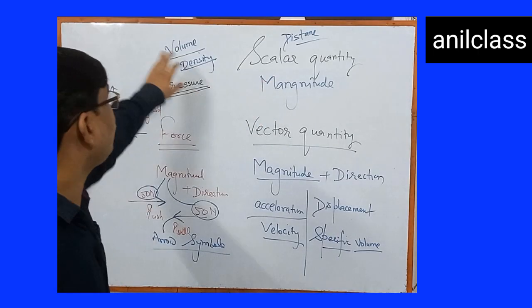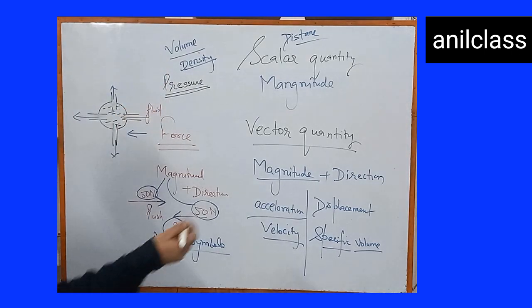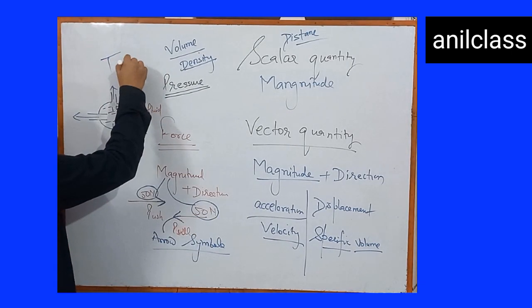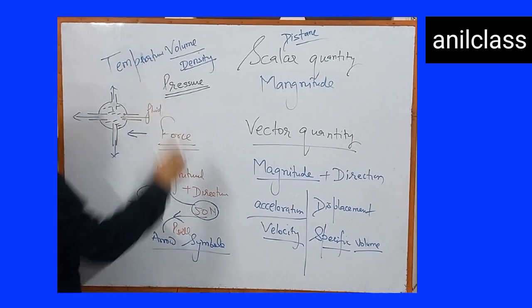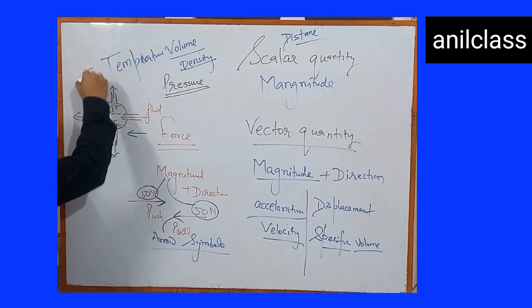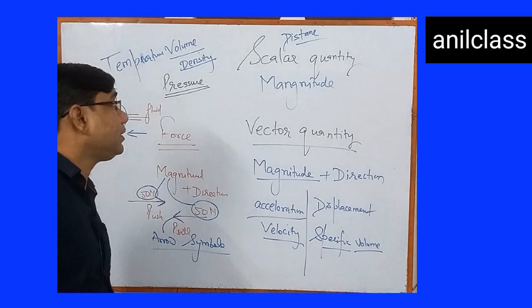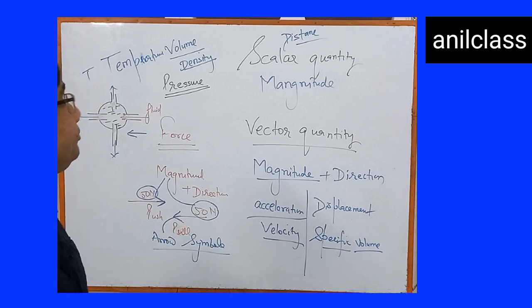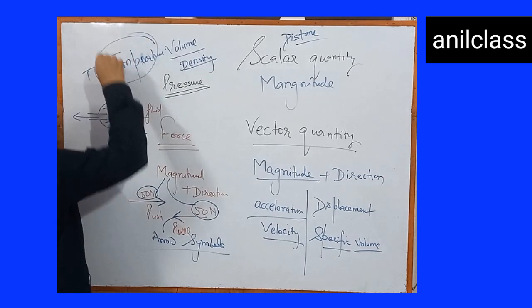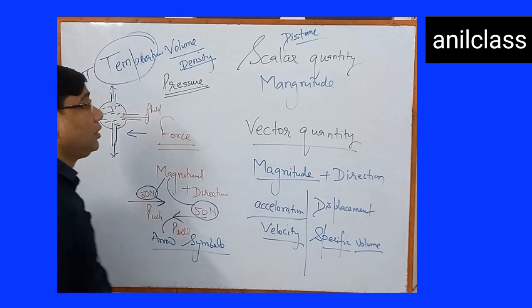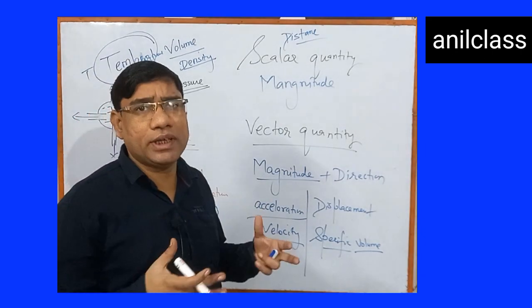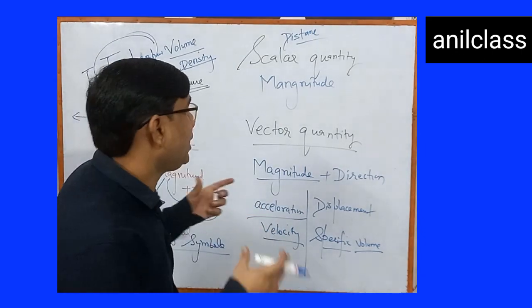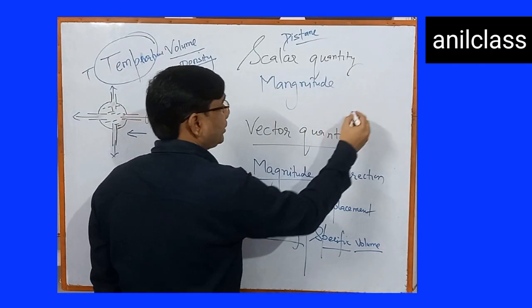Now the scalar quantities: volume, density, pressure. Tell me, what is temperature? Temperature, T. Is T a vector quantity or a scalar quantity? Temperature is a scalar quantity, because temperature, pressure, and volume are not a whole thing. It is a combination of small parts.